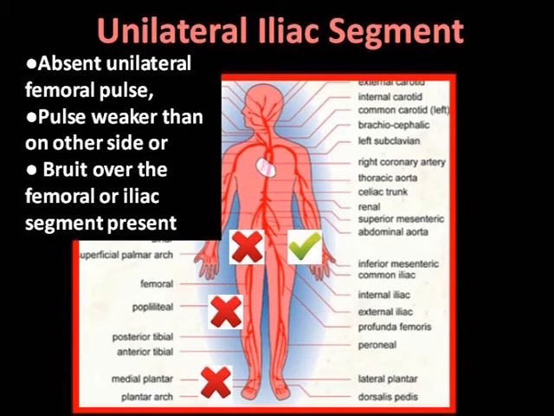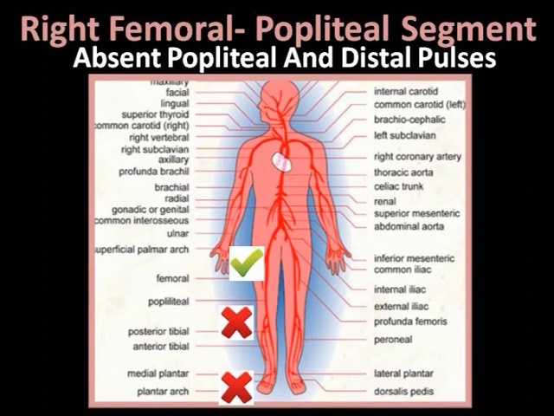unilateral iliac disease. Option 2 is that both pulses are palpable, but one is weaker than the other, and this would indicate disease on the weaker side. The third option is that a pulse is present, they are equal, but there is a bruit. If there is a bruit, this indicates to us that there is turbulent flow and hence disease in that iliac segment. The next segment to discuss is the femoropopliteal.